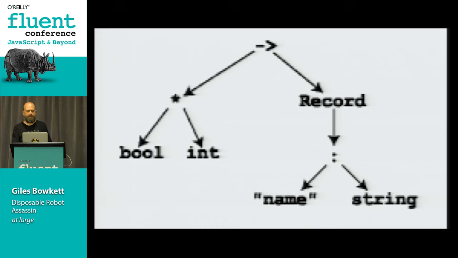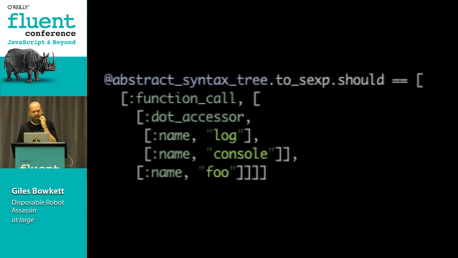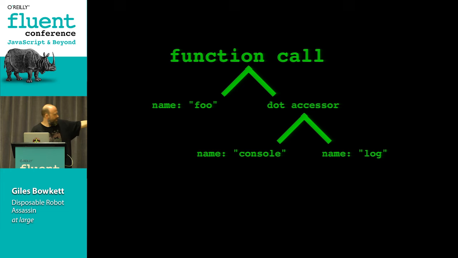So you have console.log foo, right? This is the tree version. At the top, it's a function call. It's got a string called foo, a dot accessor, linking console and log. And this is a graph. These are typically represented as arrays. So this is some actual code from the Ruby thing, and this represents console.log foo. So I'll page back for a second, right? You can see at the top, function call. So at the top of this array is a function call.